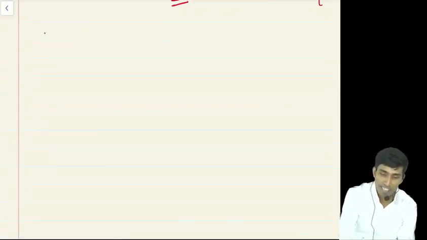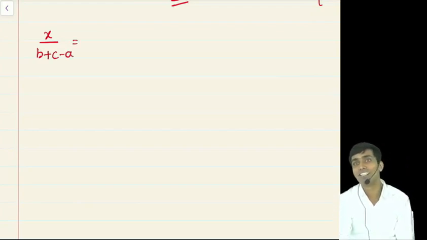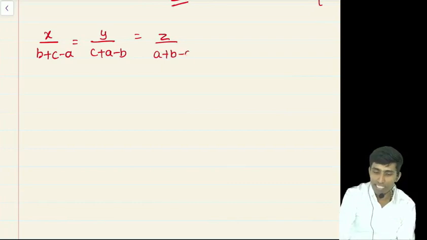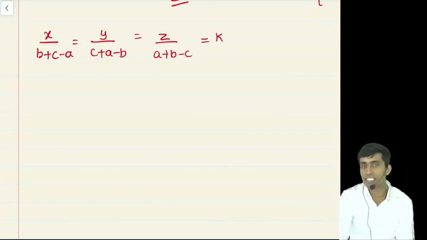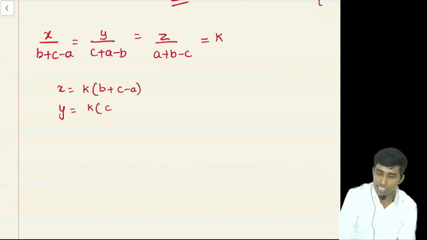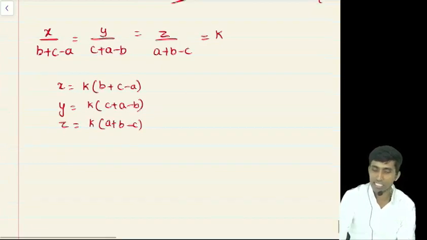Listen. x upon b plus c minus a, y upon c plus a minus b is equal to z upon a plus b minus c. This is equal to k. So can I say x is equal to k into b plus c minus a. Same way, y is equal to k into c plus a minus b. Same way, z is equal to k into a plus b minus c.